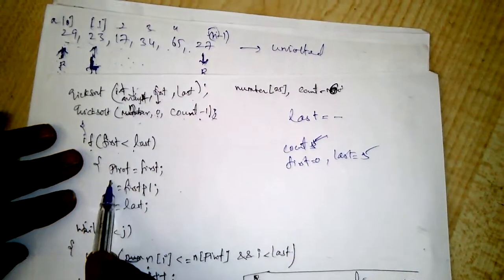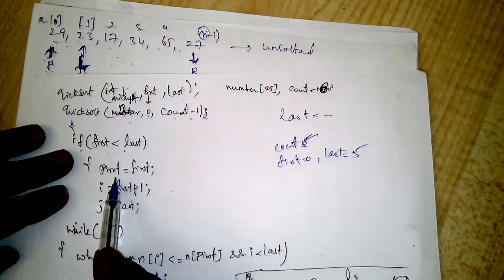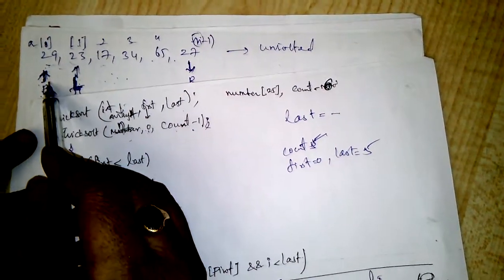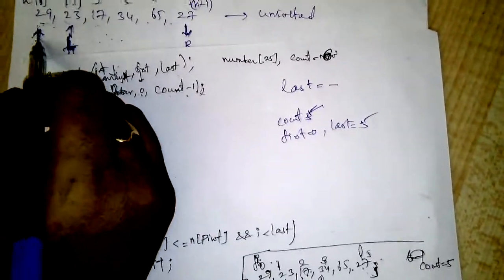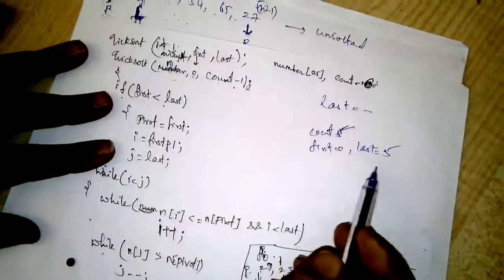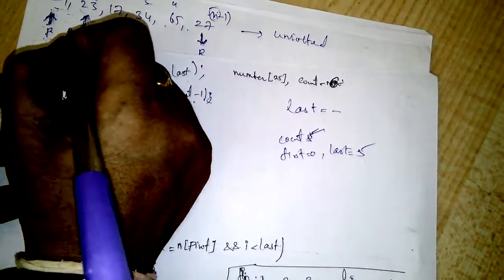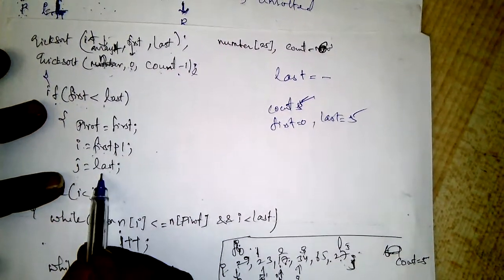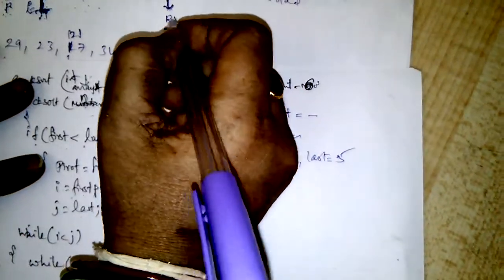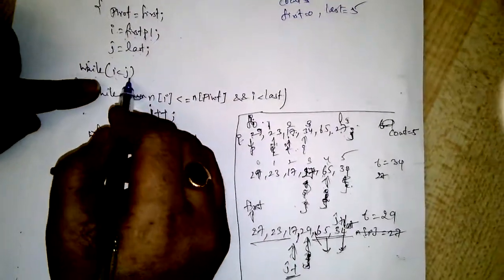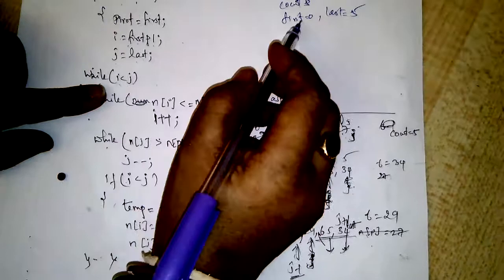the condition is true. Now assign pivot as first. Pivot means this one, the 0 element, so pivot is equal to 0. Next, i equals first plus 1, that means 0 plus 1. I am setting this as i, the left element. Next, j equals last, the last element, which means the right element, 5.